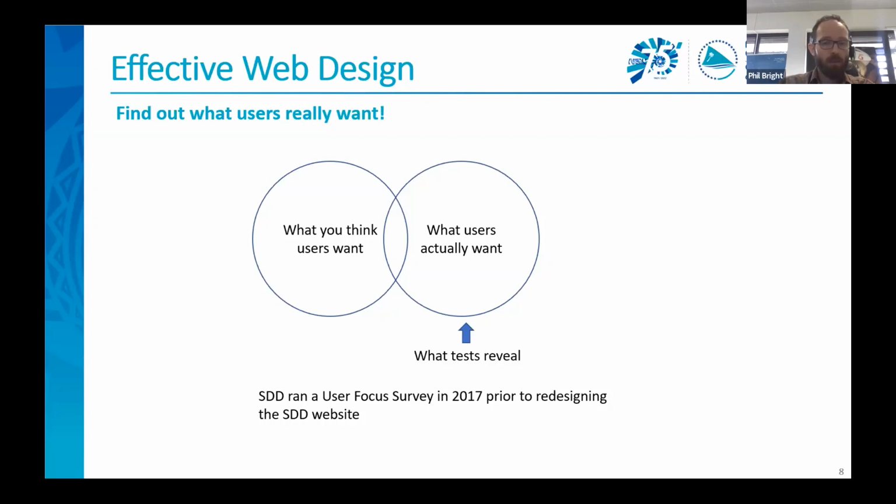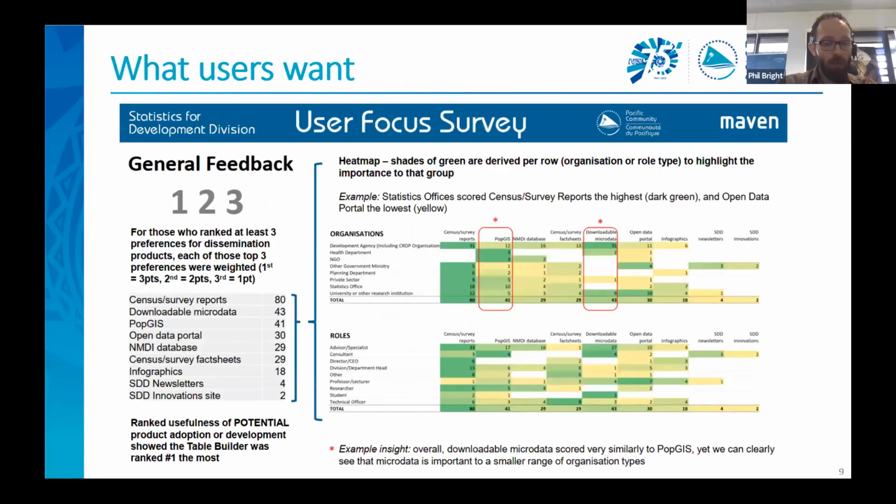Here in the Statistics for Development Division, we ran what we called a user focus survey in 2017, prior to redesigning our website, to get a better idea of what users really wanted. Very quickly, and I won't go into this in detail, one of the questions that we asked was around the dissemination products that we had at the time, and asked users to rank in order of preference which of those products they found the most useful. And this was a very valuable exercise.